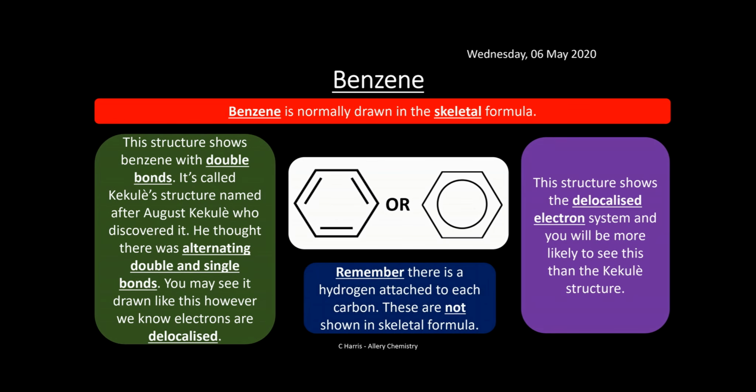So remember, even though we're drawing the skeletal structure, it's sometimes difficult to spot what atoms are actually in there. But remember, because it's a skeletal structure, hydrogens are not shown in that diagram, but there are hydrogens attached to each carbon. So each point on this hexagon here has a hydrogen hanging off it as well, but we don't show them obviously in skeletal formula.